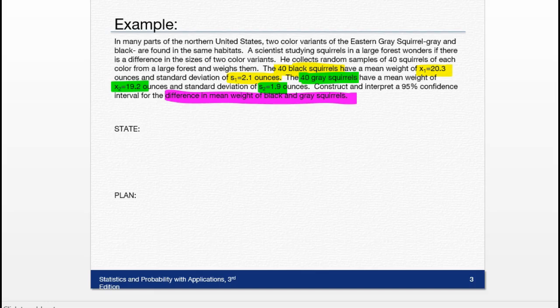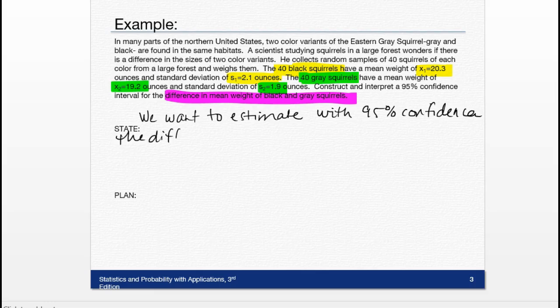Now, this is where it gets tedious on these two mean problems. So when we state a confidence interval, we want to estimate. It's really important to use the word estimate. So we say we want to estimate with 95% confidence, and I restate what's in purple here, the difference in mean weight of black and gray squirrels.